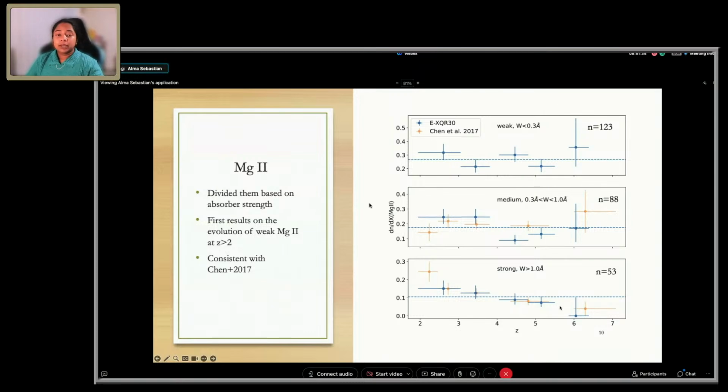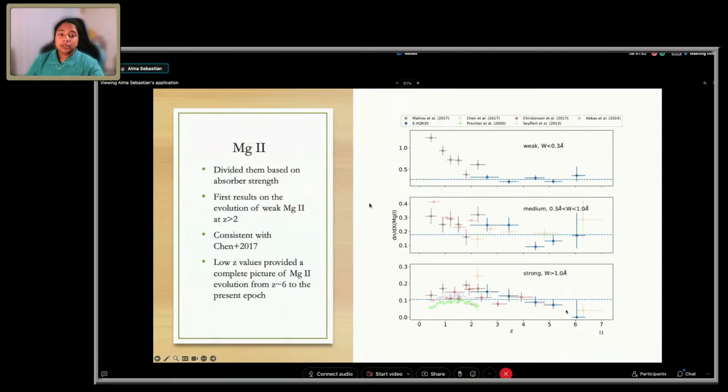We also compare our work with another large survey of Mg2 absorbers by Chen et al. 2017, using data from FIRE, which are shown using the orange points here, and our results are consistent with their work. We also included the dN/dX values of weak, medium, and strong Mg2 absorbers at low redshift to get a complete picture of the evolution of Mg2 absorbers from redshift 6 to the present epoch.